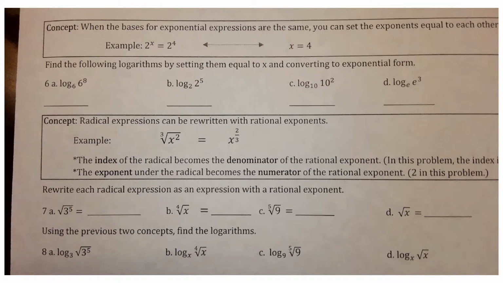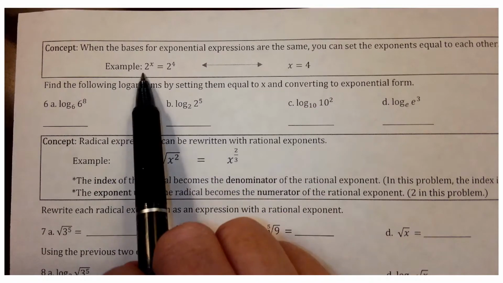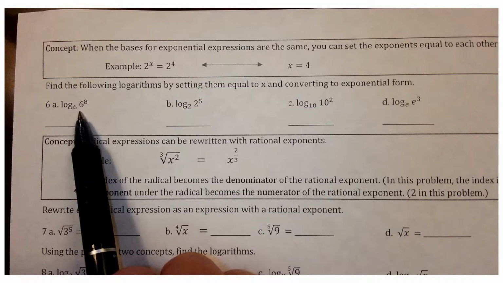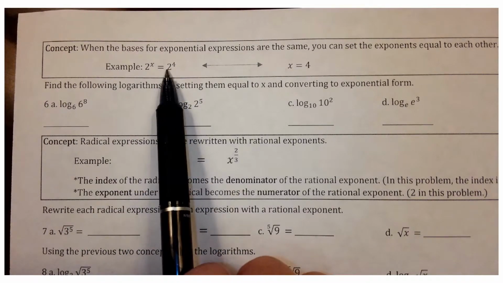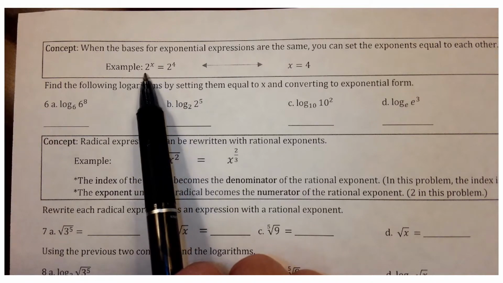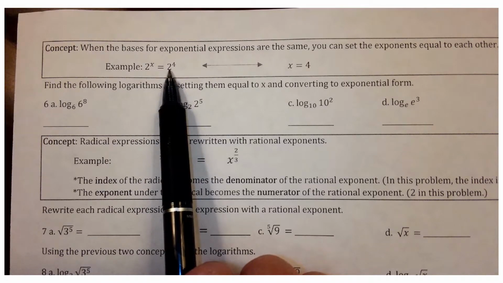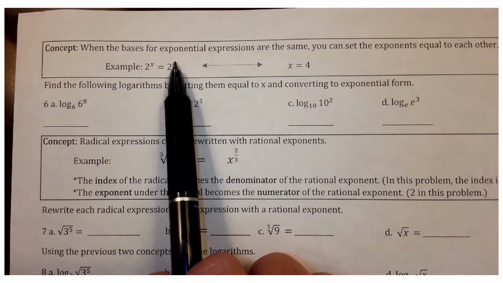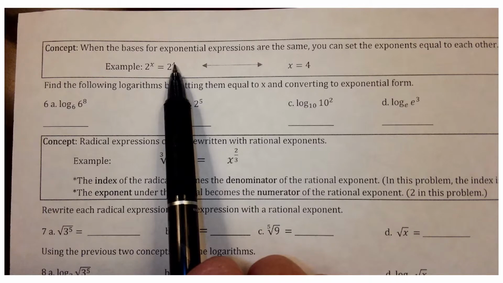Another property of logarithms is if we have bases that are the same, the answer is just the exponent. And I want to show you why. We use this rule for exponentials. If this base for this exponential expression is the same as this base, then it's only logical that the exponents have to be the same too, for that to be equal to each other. So you could set the exponents equal to each other.